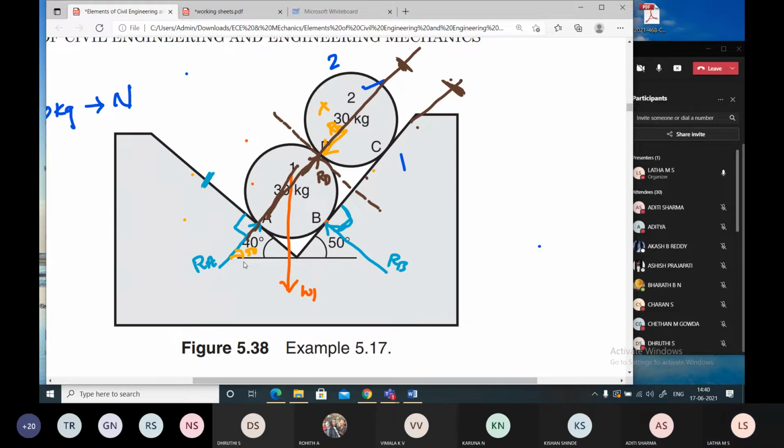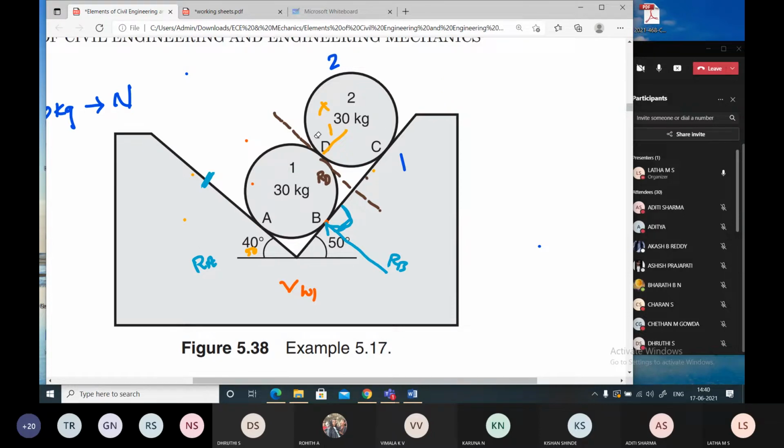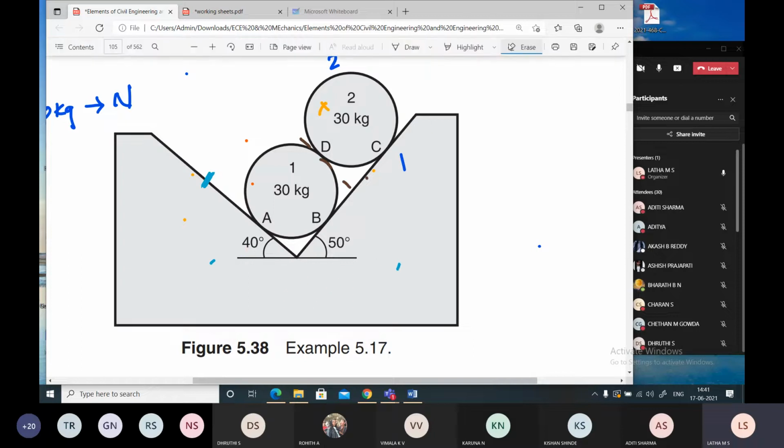Do you agree, students? Provided that the diameter of both the spheres is the same. Do you agree, students? No. Okay, I'll repeat. Now, at point D, I'll drop a line. Only by geometry it is possible, students, not by any other means.